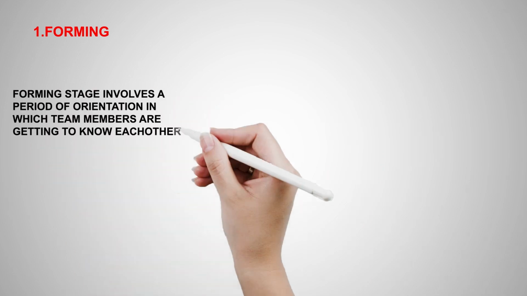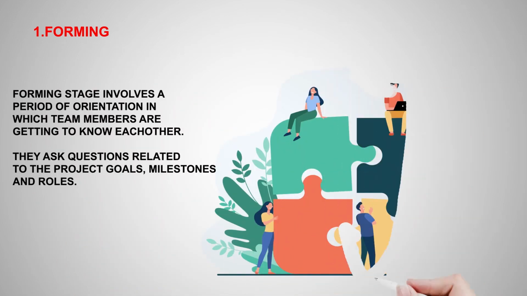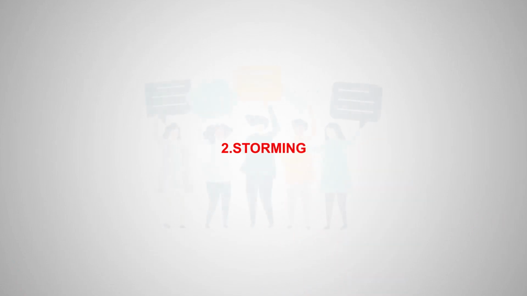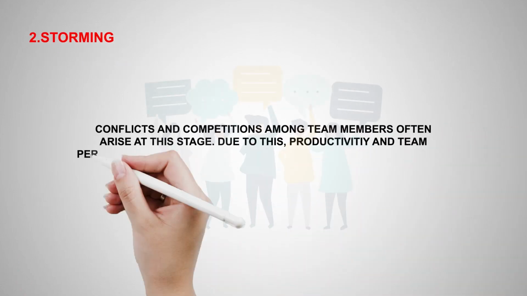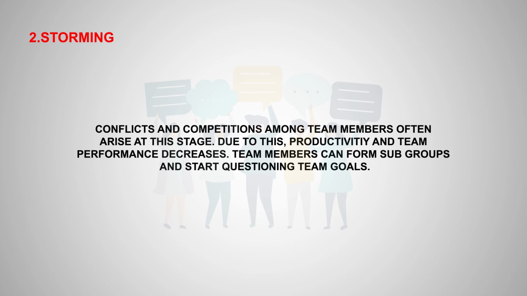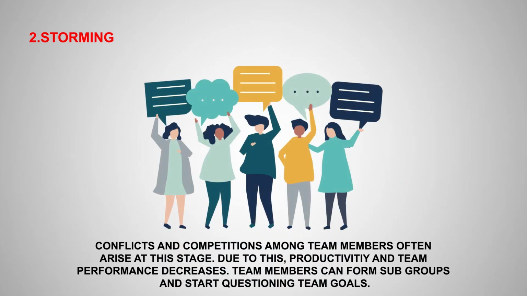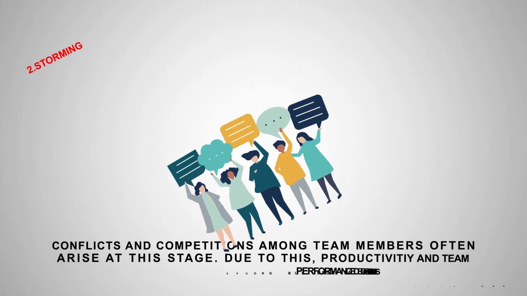1. Forming. The forming stage involves a period of orientation in which team members are getting to know each other. They ask questions related to the project goals, milestones and roles. 2. Storming. Conflicts and competitions among team members often arise at this stage. Due to this, productivity and team performance decrease. Team members can form subgroups and start questioning team goals.